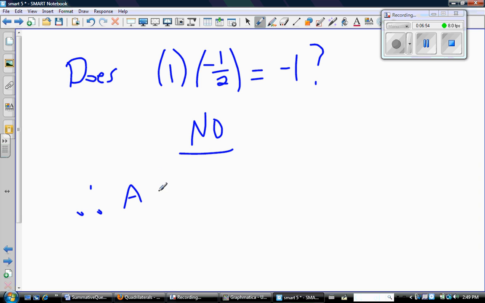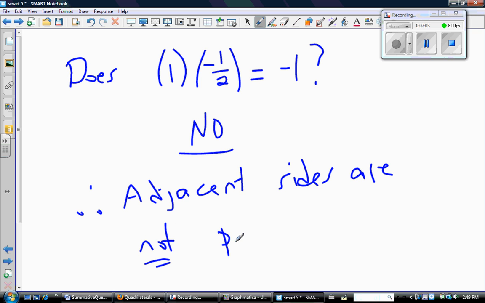Therefore, adjacent sides are not perpendicular. Ooh, perpendicular. My favorite 13-letter word. Is it 13? Oh, it is too. Yay me. Okay, so adjacent sides are not perpendicular.